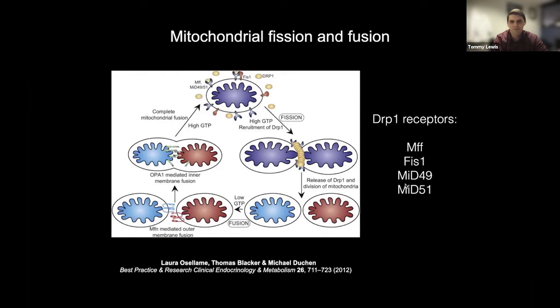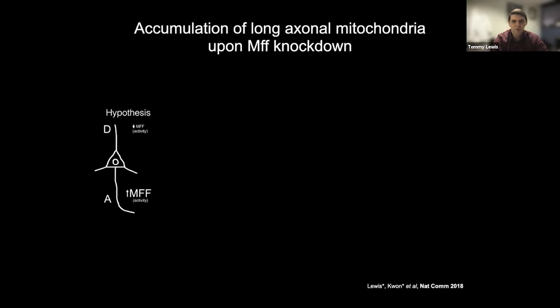And these are mitochondrial outer membrane proteins that have the ability to recruit DRP1 to the outer membrane of the mitochondria under certain situations. And so we made an observation and a hypothesis that if fission is high in the axon, maybe the activity of one of these receptors is much higher in the axon than it is in the dendrites. And so to test this, we took a candidate approach and we developed shRNAs against some of these receptors, and in particular against MFF, or mitochondrial fission factor.